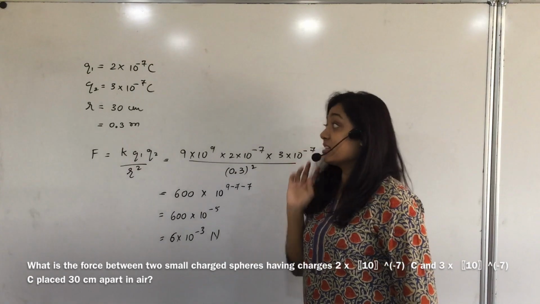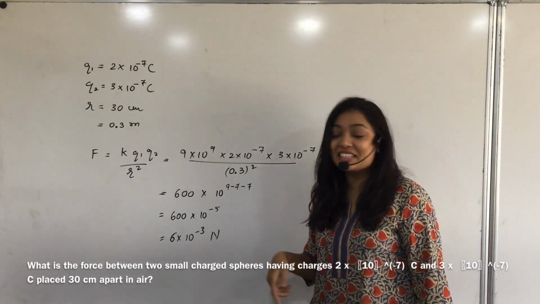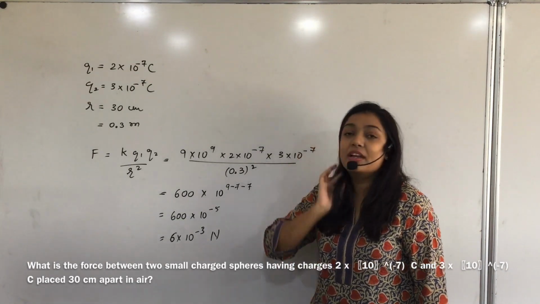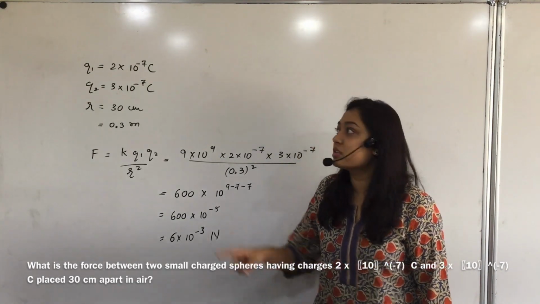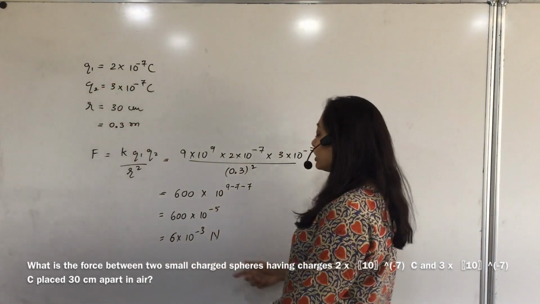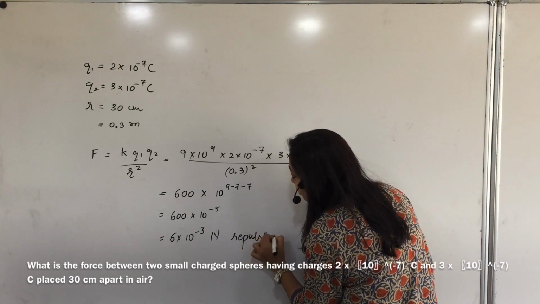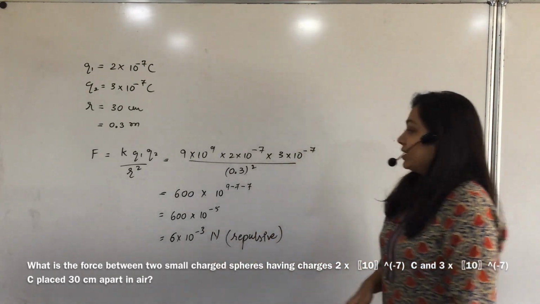Done. The answer is coming correct. I mean, my answer is getting correct as per the book. Now, what will be the nature of the force? So if you see, the two charges both are positive, so this is a repulsive sort of force. Write down, everyone.